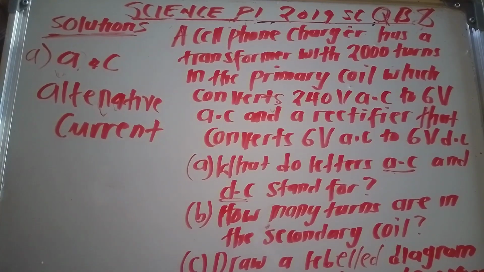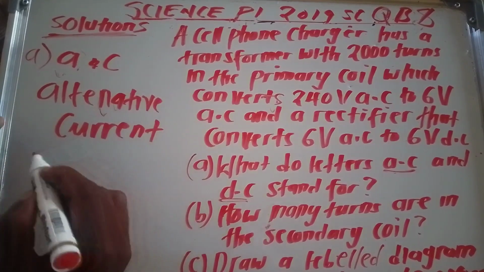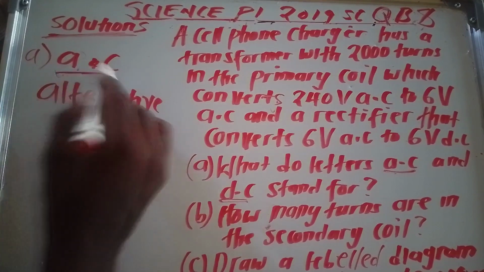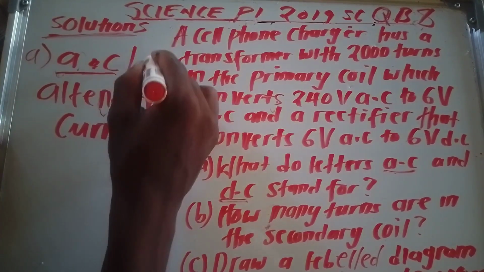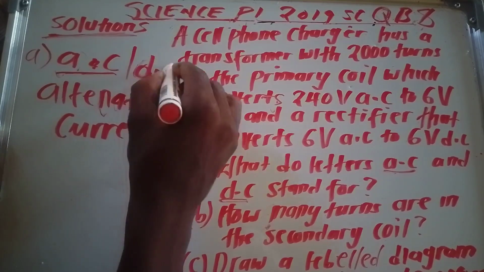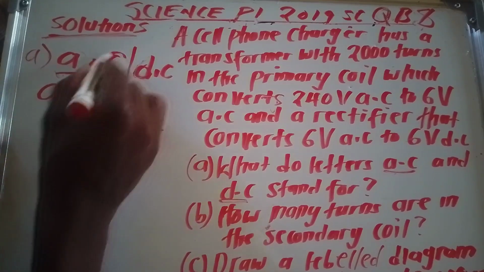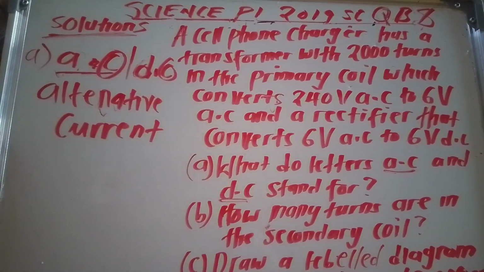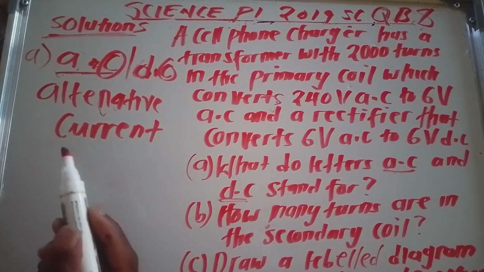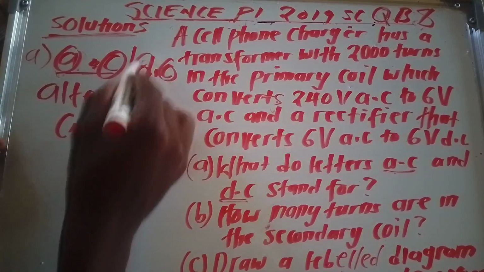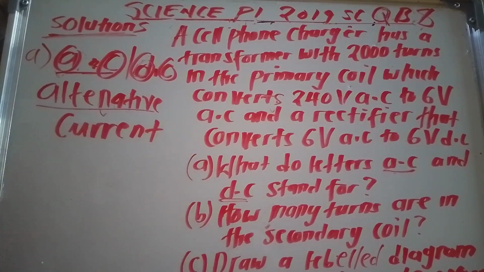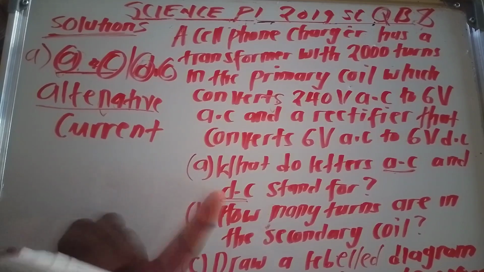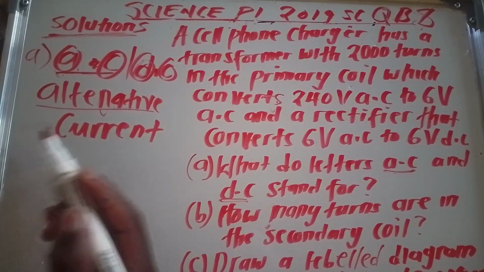So just know that whenever you are given the letters AC and also DC, the C represents current. The difference is that here you have A, and here you have D. This A represents alternating, the current which changes direction many times in a second.